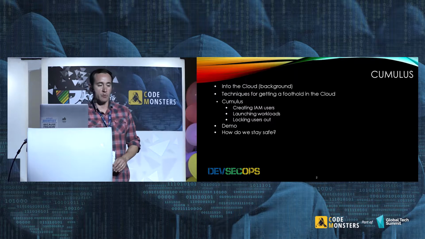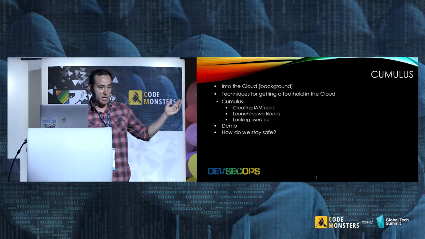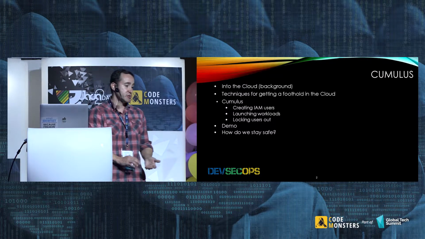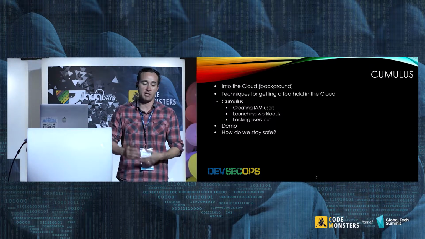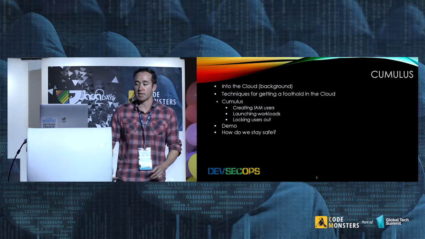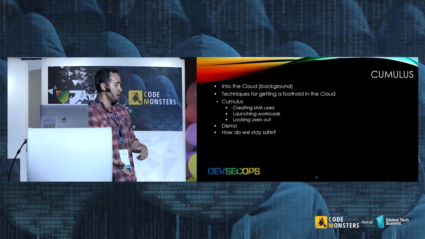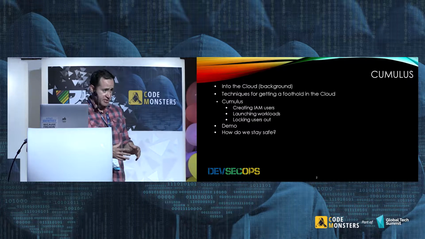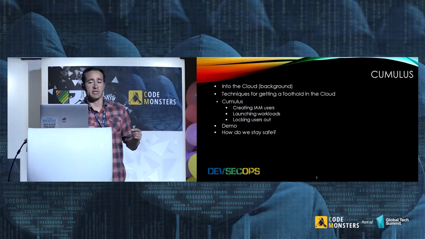And then we're going to be going over some of the basic modules for the toolkit around creating IAM users, locking users out, and launching unauthorized workloads in the cloud. And then we're going to do a little demo on how to put all this stuff together. And then we're going to have a little discussion at the end about how to stay safe in the cloud.